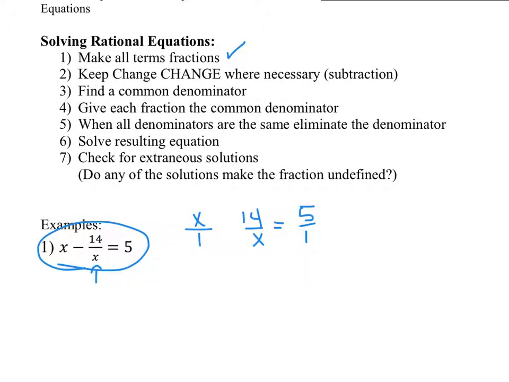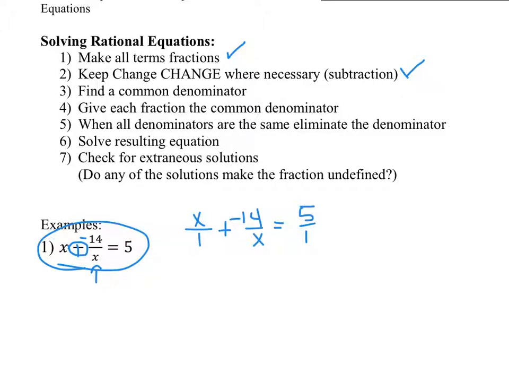The second thing I like to do is keep change. That's why I left this blank there. This minus sign here, I like to change to a plus and change the sign of the term above. Again, it's something that I found works. It makes it so that we don't lose our negative signs as much.